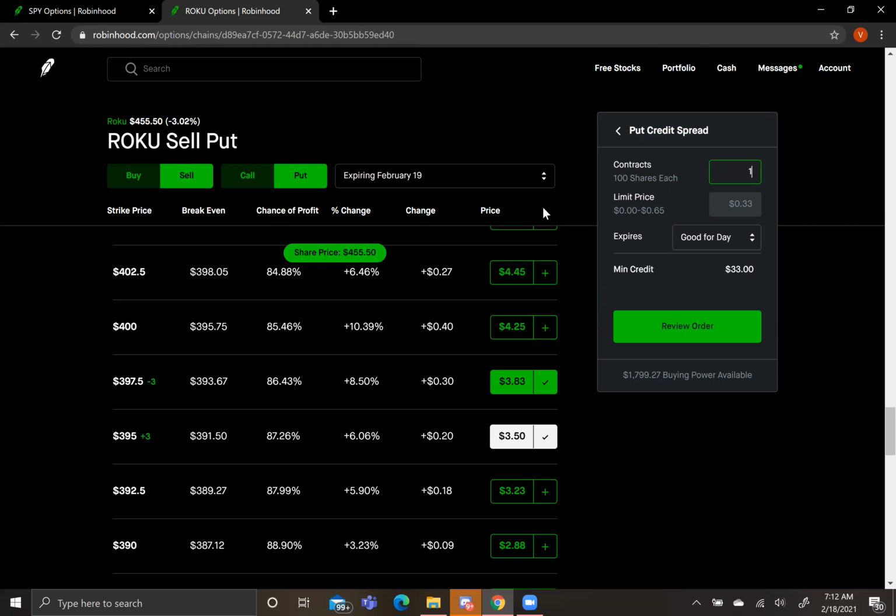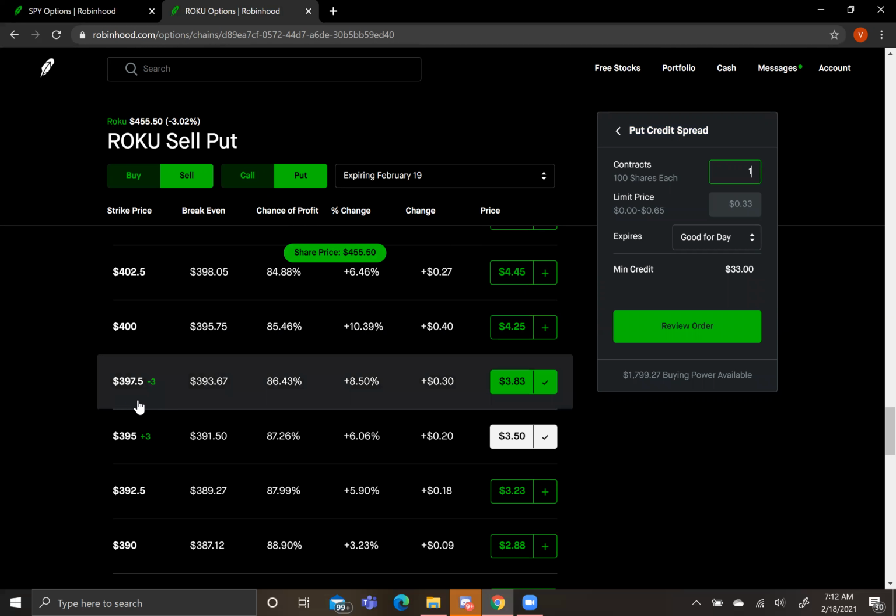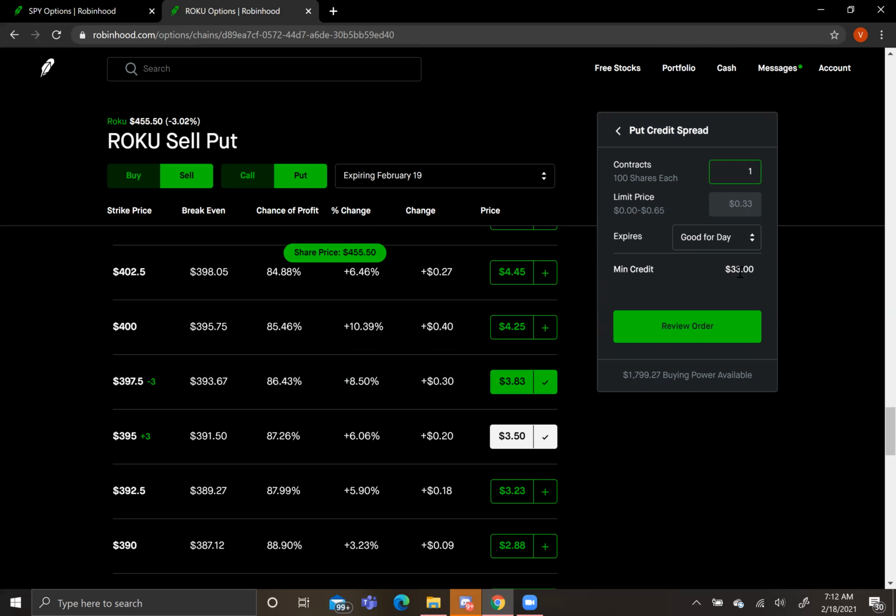What I'm initially telling Robinhood is that at 4 p.m., expiring February the 19th, I'm expecting Roku to be trading above the share price of 397.5. So any price above 397.5 at 4 p.m., if it expires, I get to keep my collateral, which is $250 per contract. And on top of that, I get to keep my minimum credit, which is $33 per contract. I'm very bullish on the stock, so that's why I did this put credit spread. And that's about it.